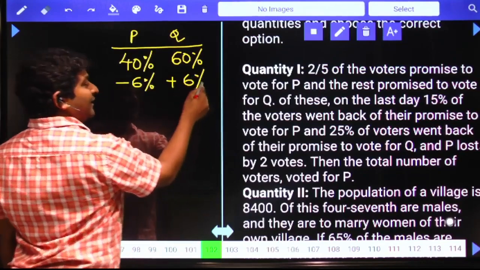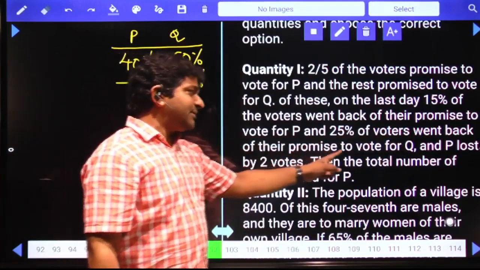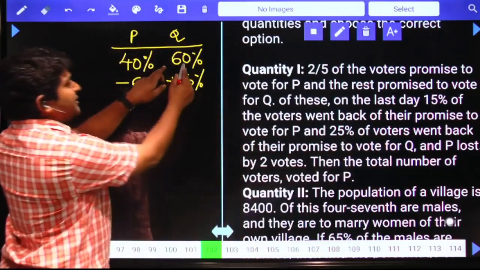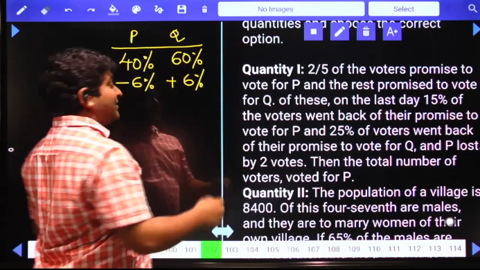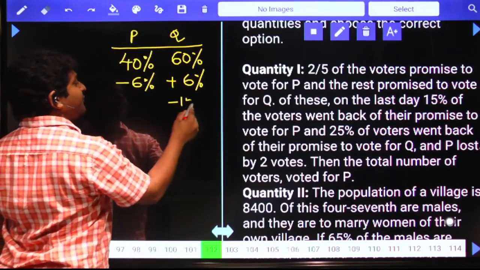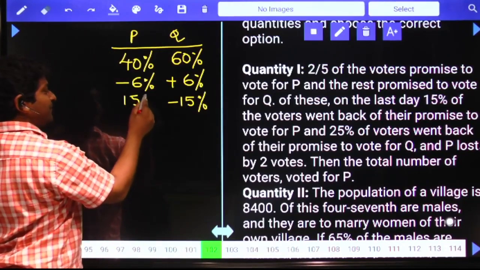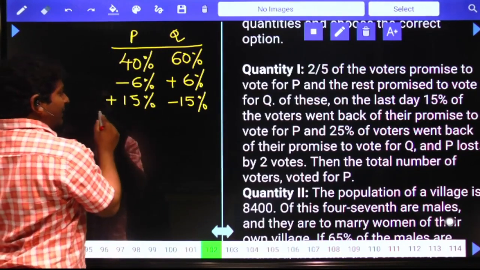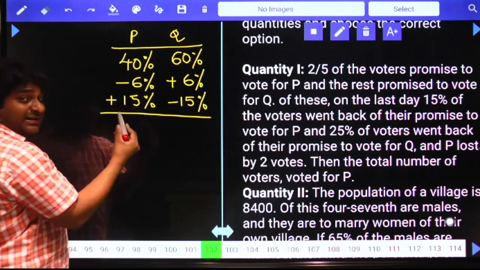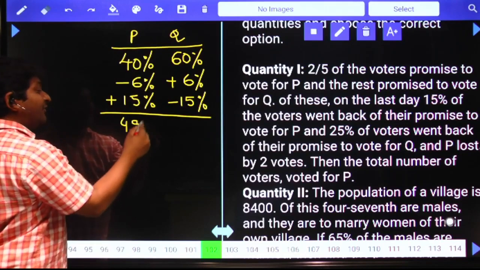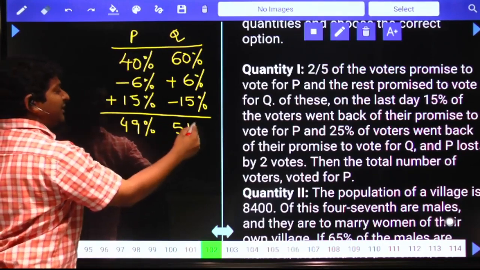And then 25 percentage of voters went back on their promises to vote for Q. 25 percentage of those who promised Q, which is equal to 15, they went back on their promise, in the sense those 15 percentage are not going to vote for Q, but they are going to vote for P. Now, how many people voted for P? 40 plus 15, 55. 55 minus 6, which is equal to 49. If 49 percentage of the people have voted for P, then remaining 51 percentage will definitely vote for Q.